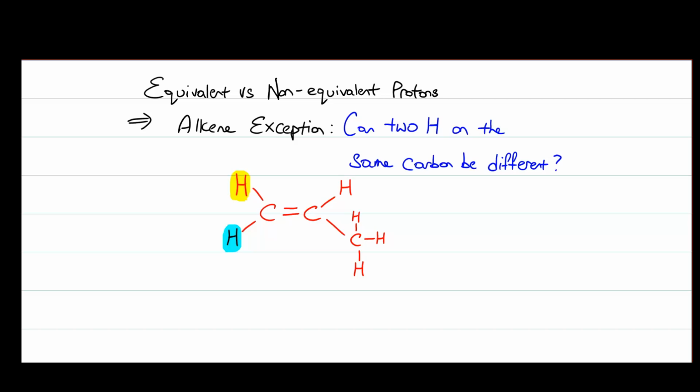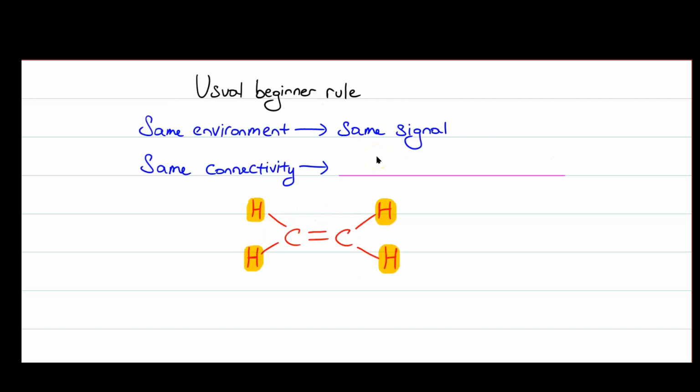In this video, we focus on one very important exception in proton NMR, alkene. At first glance, the two hydrogens on this carbon may look similar, but in an alkene, that is not always enough. A useful beginner rule is this: if two protons have the same environment, they give the same signal. Very often, protons with the same connectivity are usually equivalent.